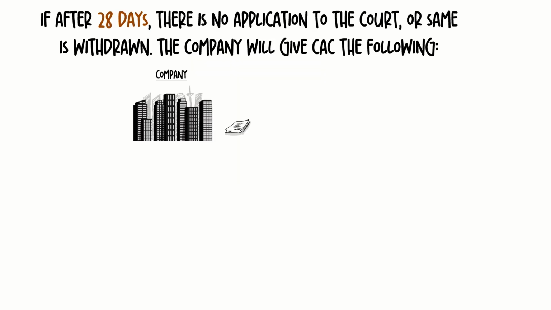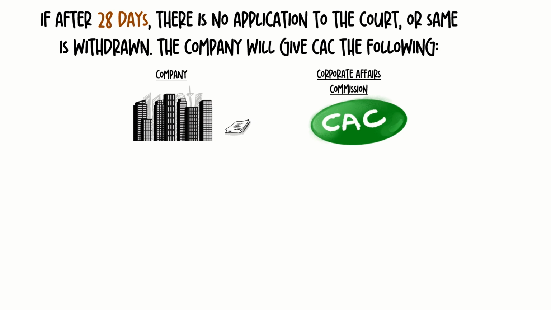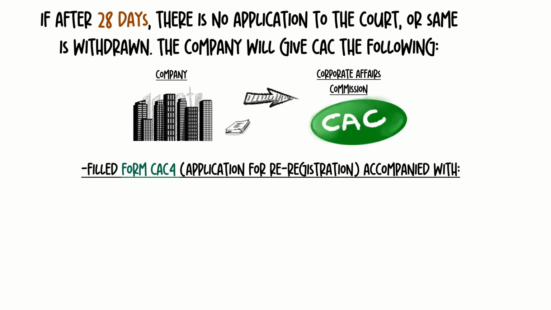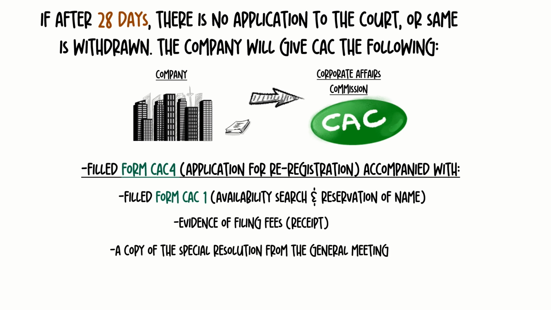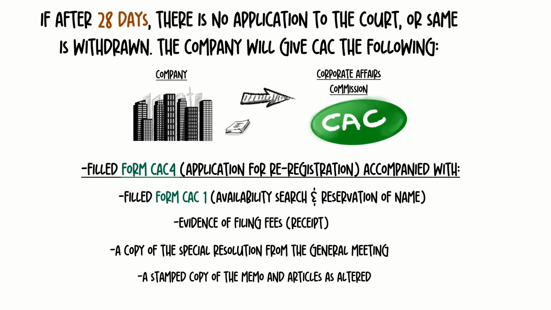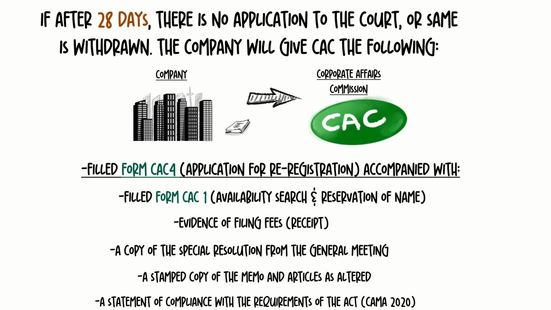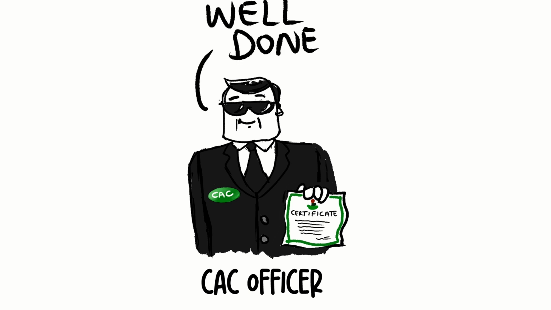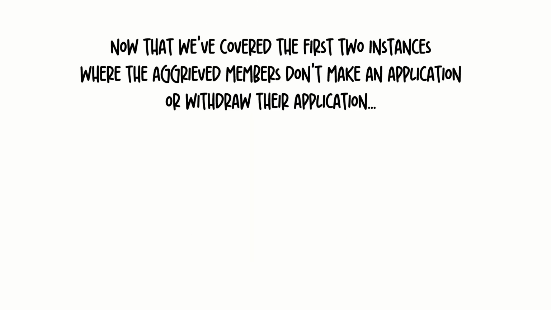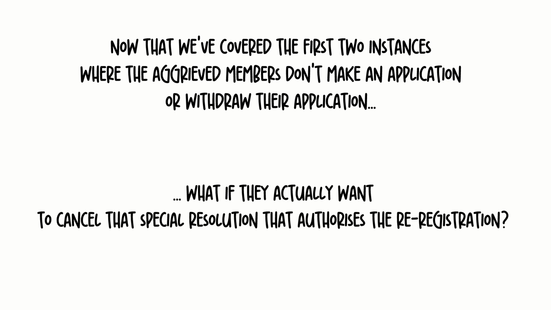So if after 28 days there is no objection, or there was objection but then they withdrew it, the company would deliver to CAC an application in the prescribed form containing statements of the company's proposed name on the registration, accompanied by the following. 1. A copy of the special resolution passed. 2. A copy of the memorandum and articles of association of the company as altered. And 3. A statement of compliance that the requirements for re-registration as a private company have been complied with. If CAC is satisfied and happy, then CAC will issue the company a certificate of incorporation as a private company. But this is for when there's no objection, or when they make an application and then later withdraw it.